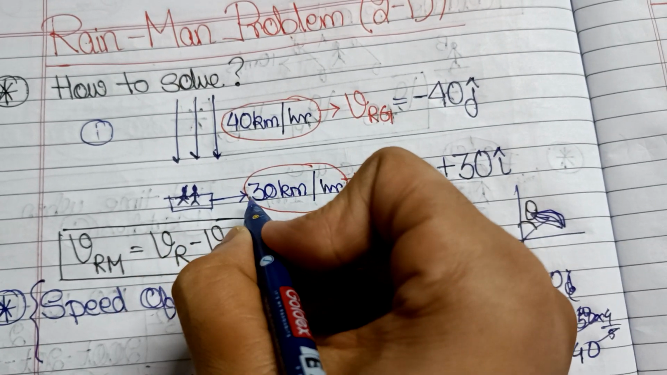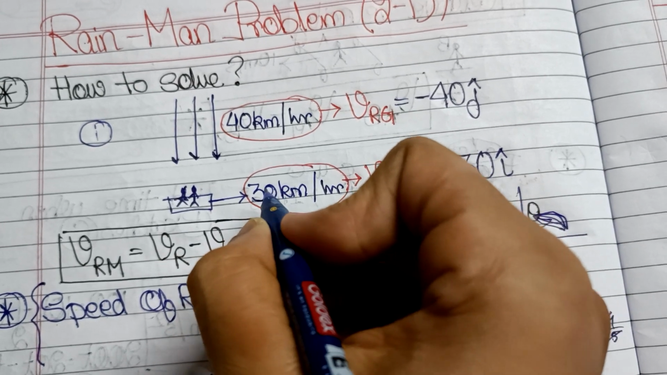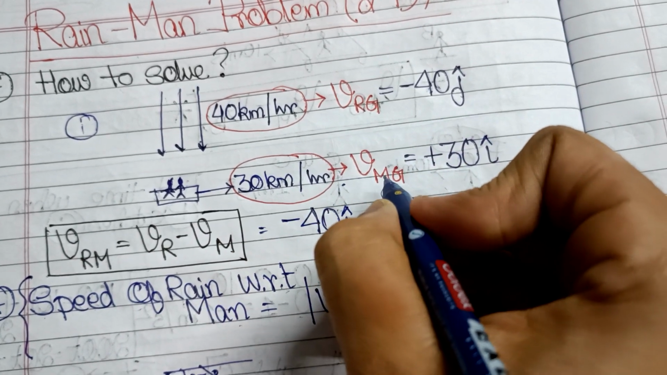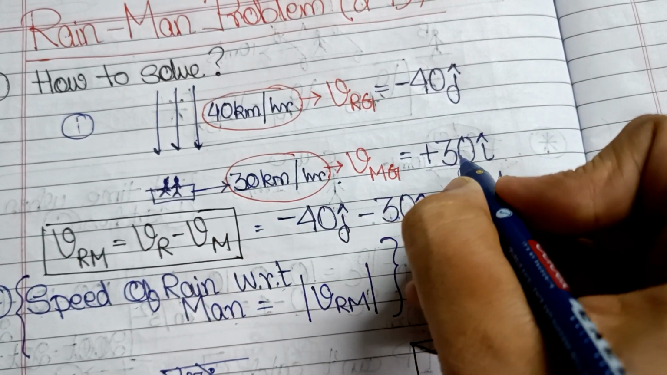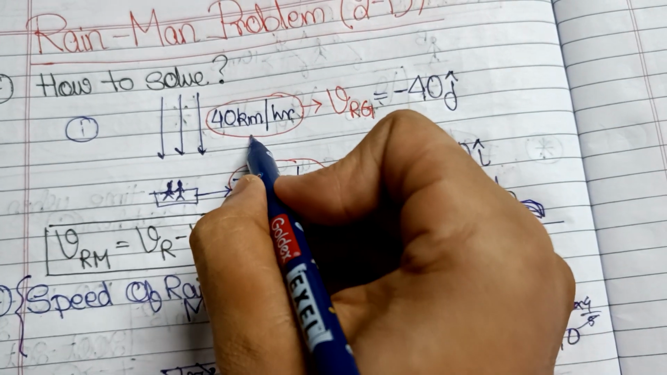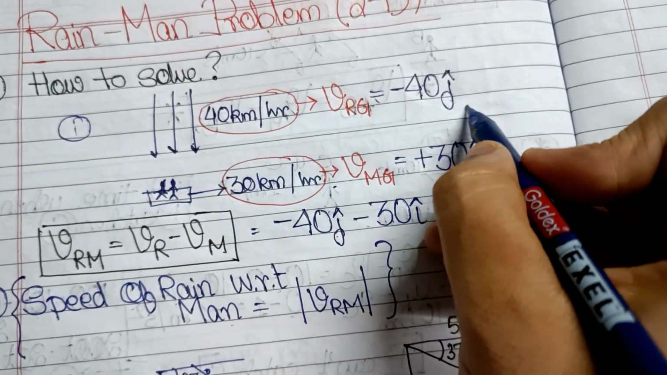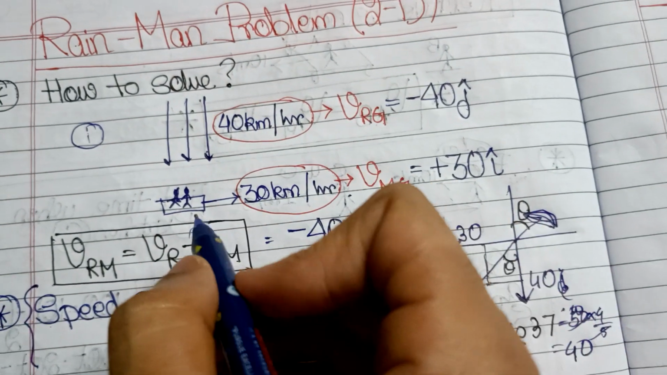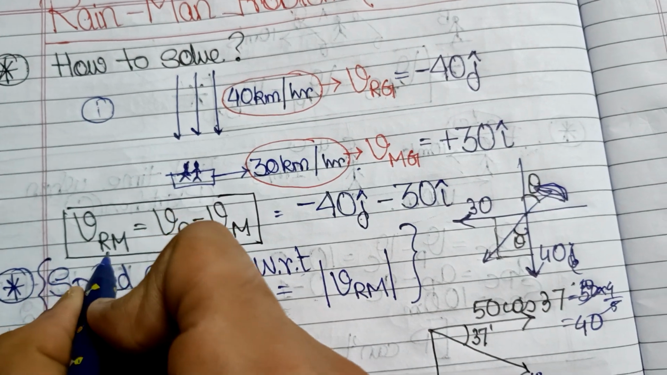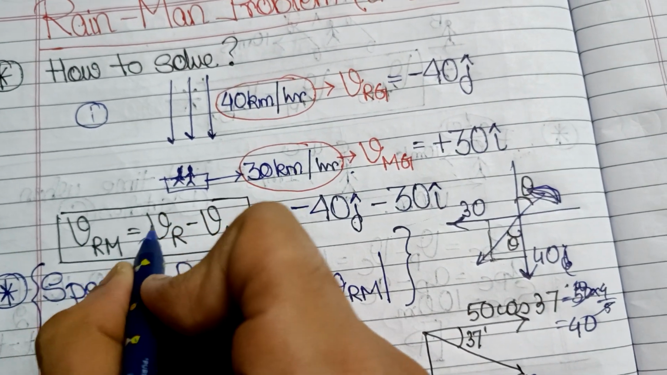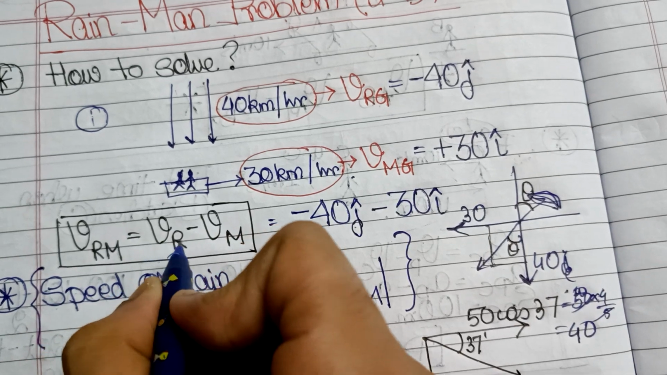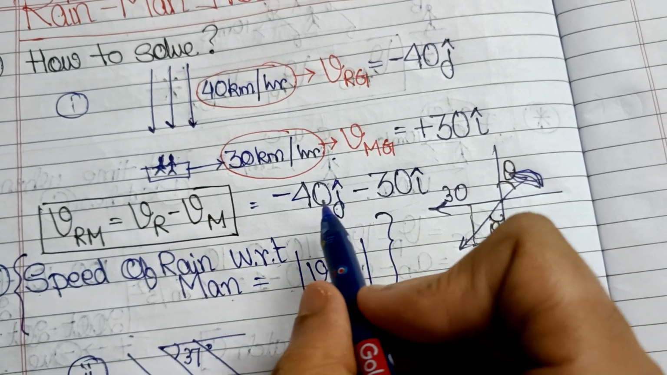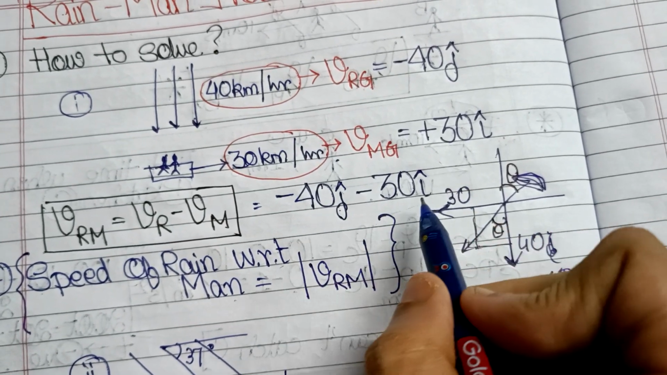But if the man moves under any motion, like in this question, it has been given 30 km/h, so we will write velocity of man with respect to ground is plus 30 i cap. We have to write these statements in the form of vector equation, by minus 40 j cap plus 30 i cap, in this format. So we have to keep this formula in mind that velocity of rain with respect to man is velocity of rain minus velocity of man, which is being taught in the relative motion 1D. Then we have to write this statement in this format.